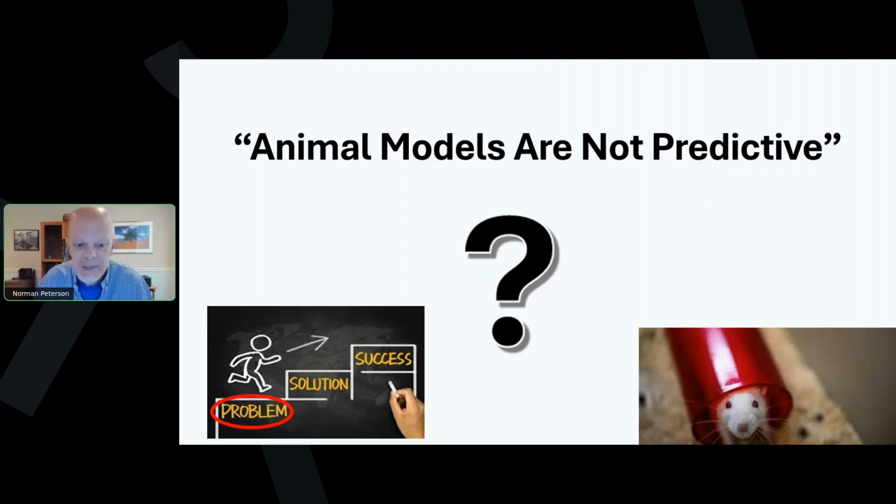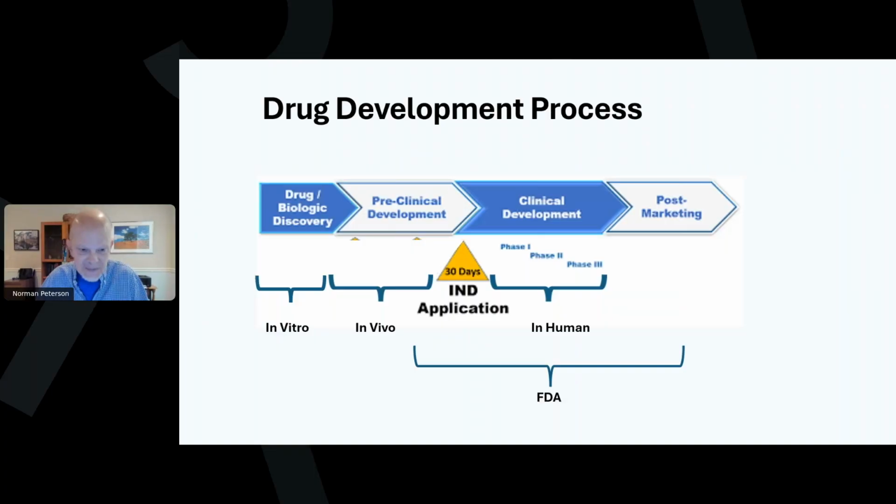And so it's been mentioned that animal models are not predictive. And to some extent, that's true. We know when we take drugs through the development process, it's somewhere around 15% that are only successful. So there's room for improvement. But should we really be throwing out the animal models if they're not predictive? Let's take a closer look at that.